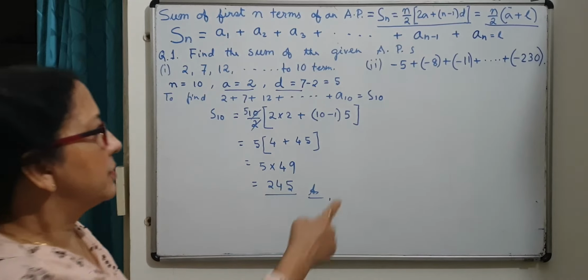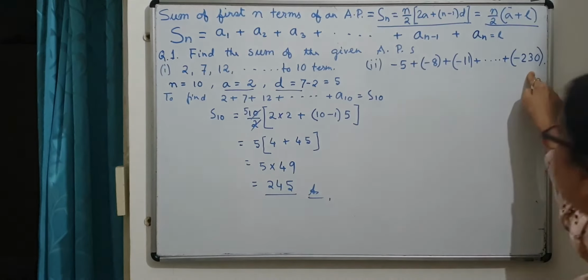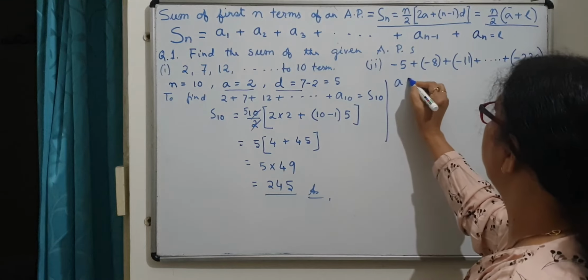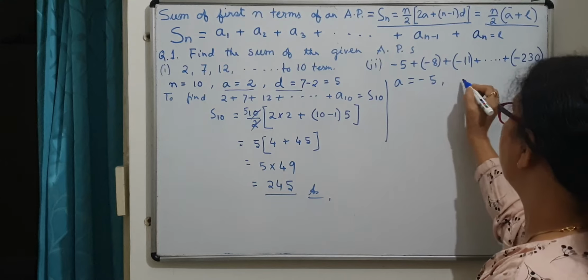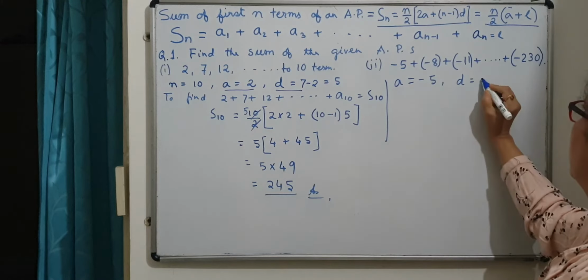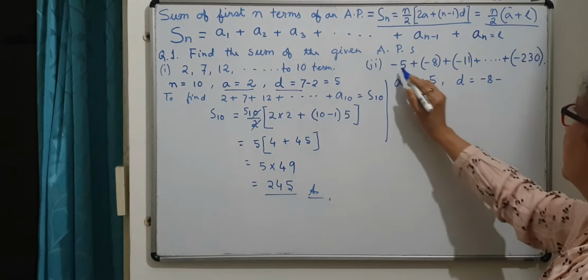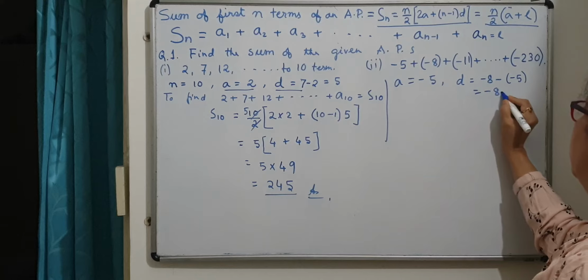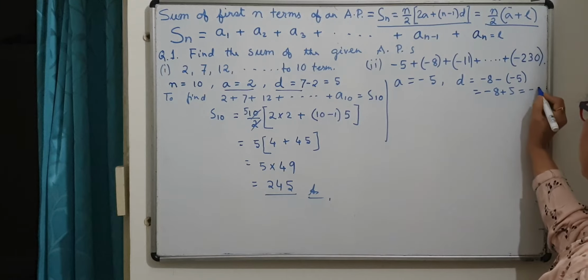Okay, now let us do this one. Now here, first term is given in this question. A is given, minus 5. D is also given. What is D? A2 is minus 8, minus first term, minus 5. So it is minus 8 plus 5, that is minus 3.